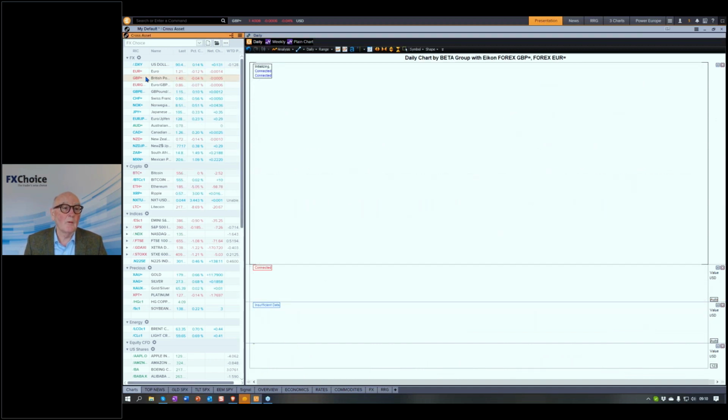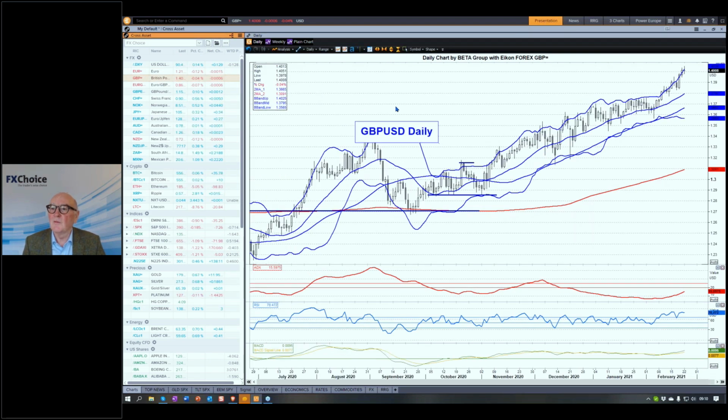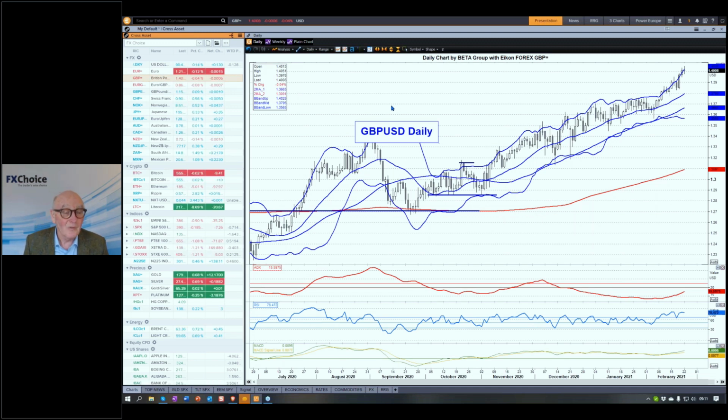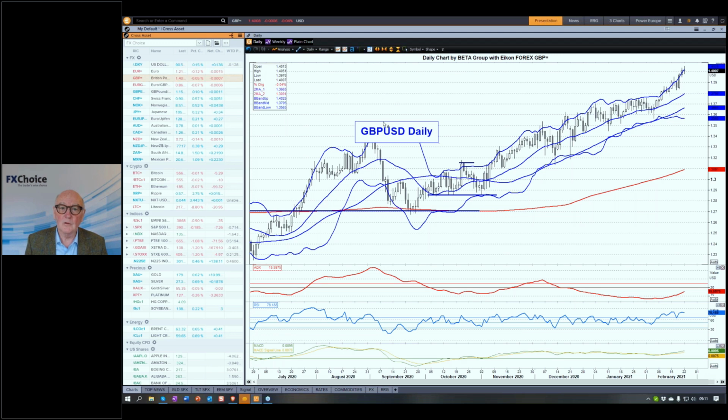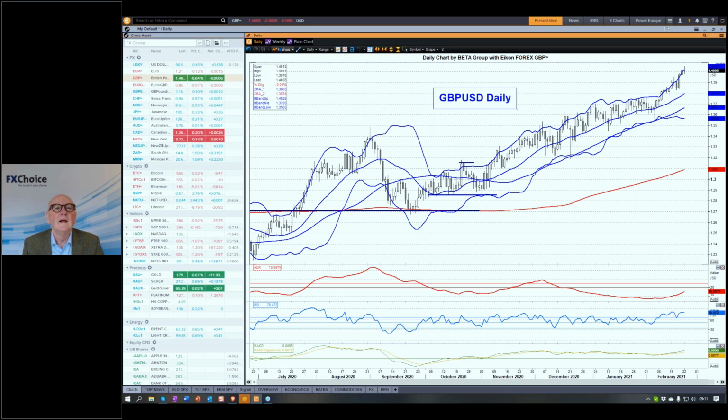Let's go to the big one, British pound. It might seem like I'm a bit nationalistic about this. I'm not. It's nothing to do with that. I've got no sentiment about that kind of thing. It is just the best thing. That's how it is. I see it from the RRG chart. I want to be long of the best performing market.